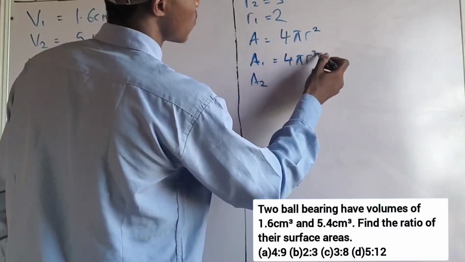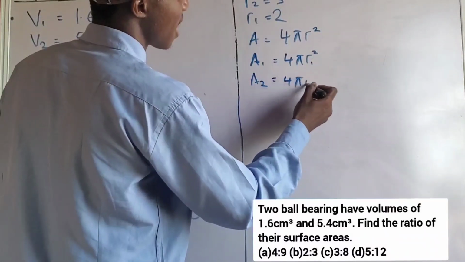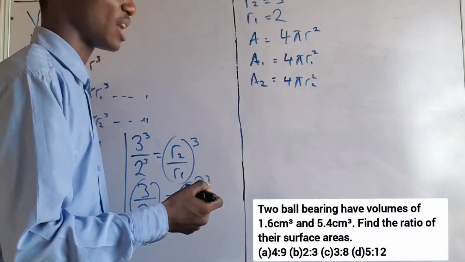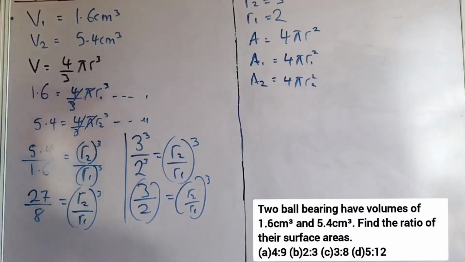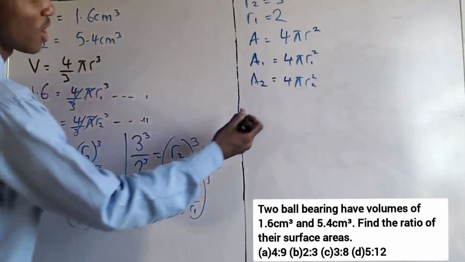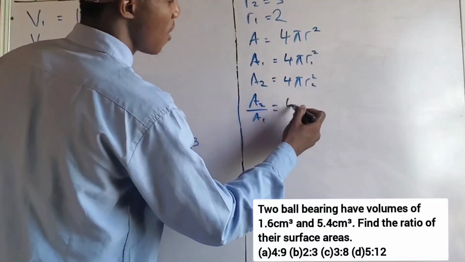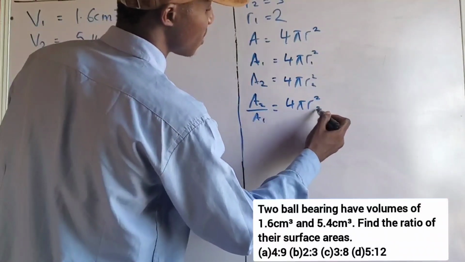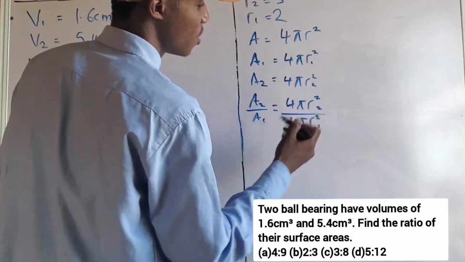4 pi r squared, the first radius, and A2 will be what? 4 pi r squared, the second radius. Are you getting it? Now divide A2 by A1. Please pay attention. Divide A2 by A1. I'm going to have A2 all over A1 is equal to 4 pi r to the power of 2 all over 4 pi r to the power of 2.